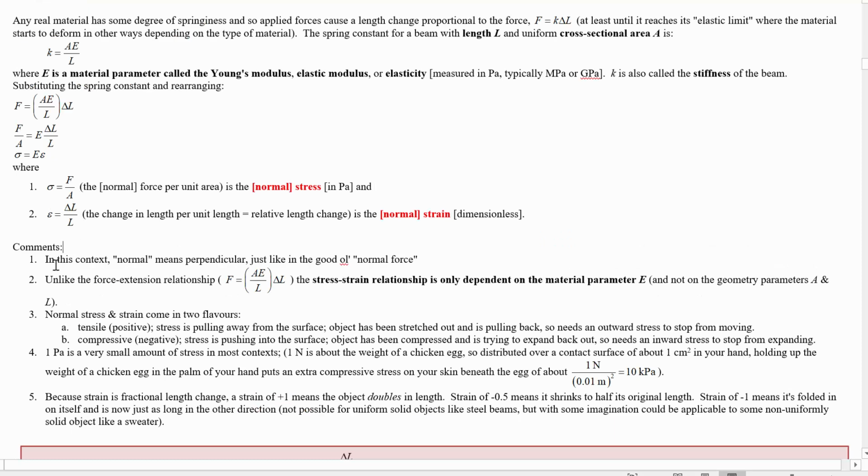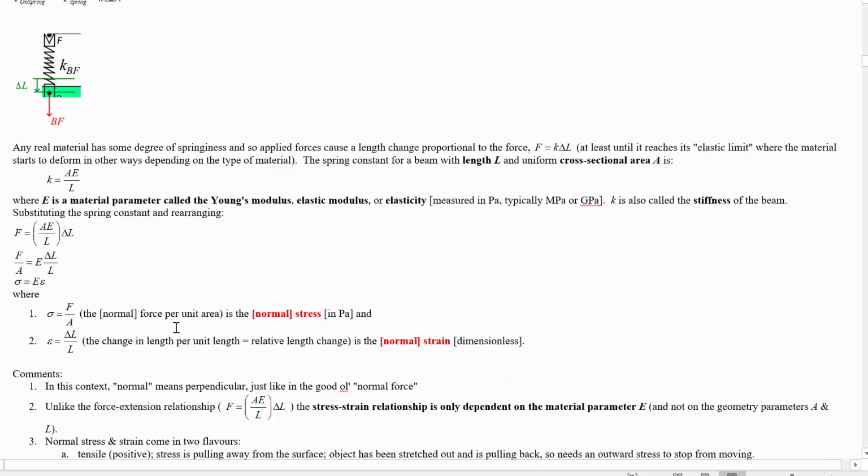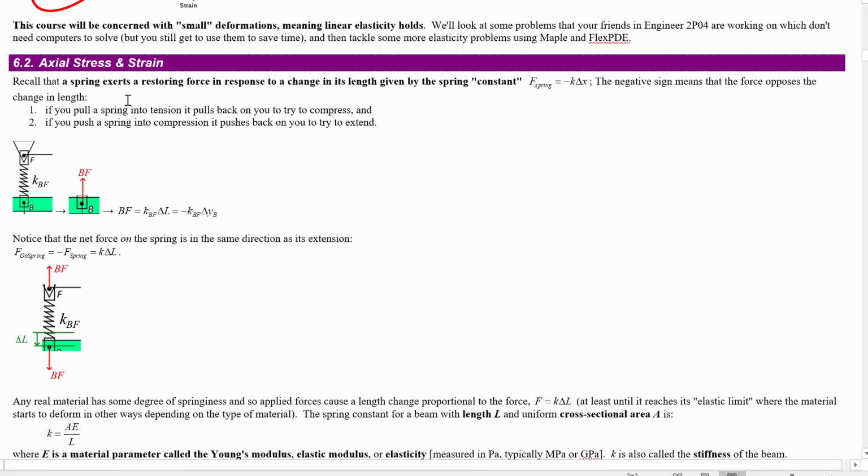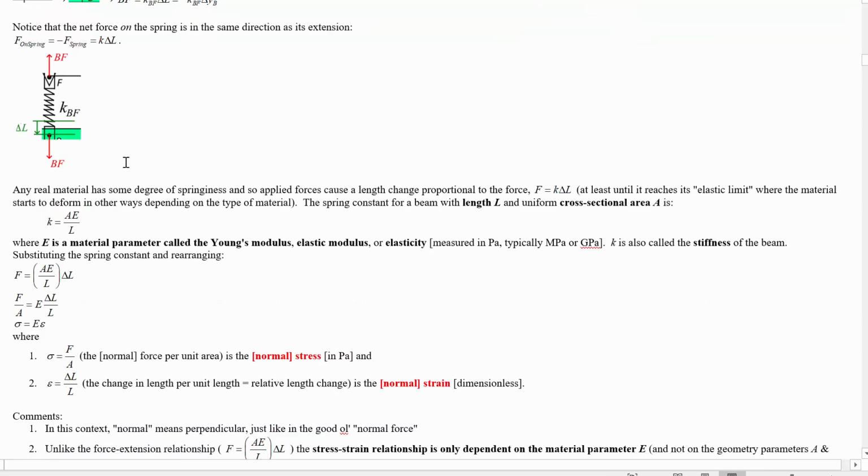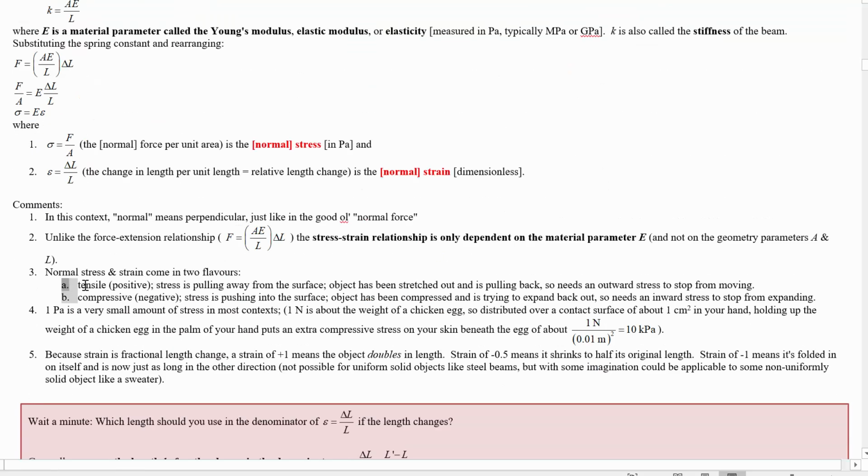Let's go over some comments here. In this context, normal means perpendicular, again, just like the normal force. Unlike the force extension relationship, the stress strain relationship is only dependent on the material parameter. So this is independent of geometry, it just depends on the material parameter. The normal stress and strain come in two flavors, just like we were talking up here about compression and tension. Tension, if you pull on it, it wants to pull back to compress, has a positive force. So tensile stress is the positive one.